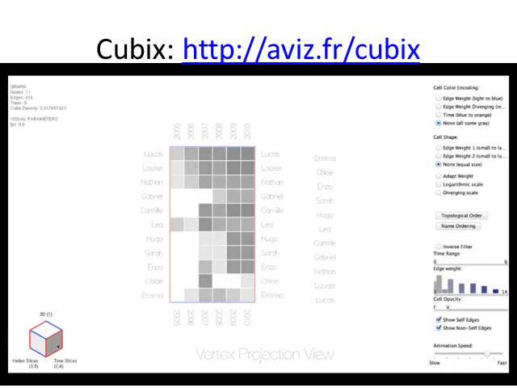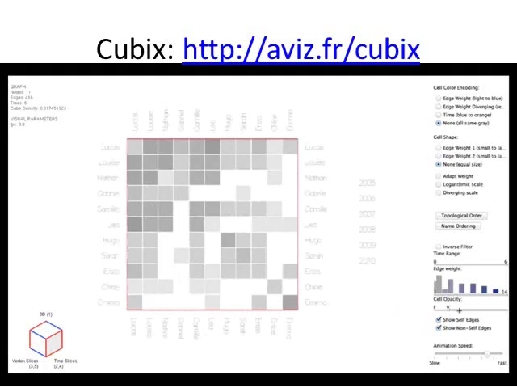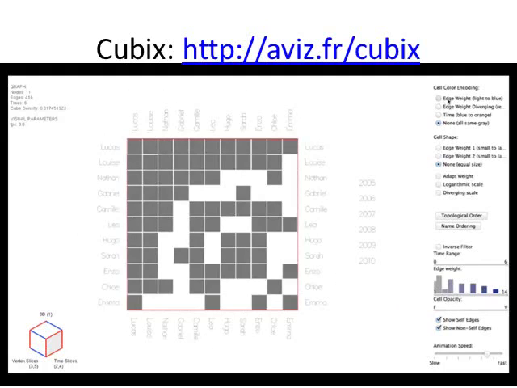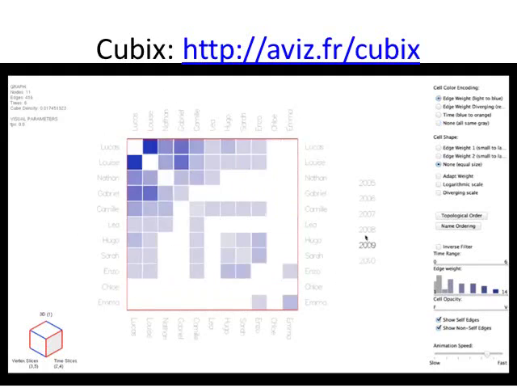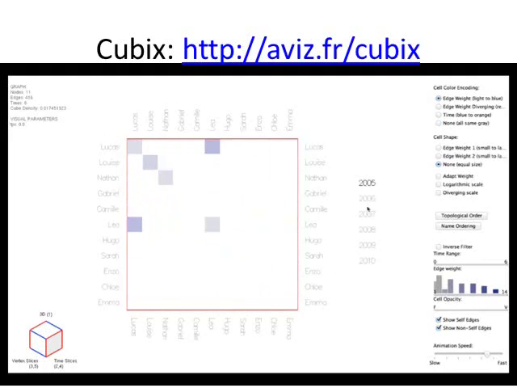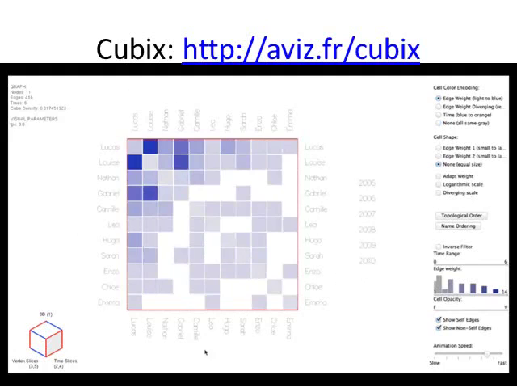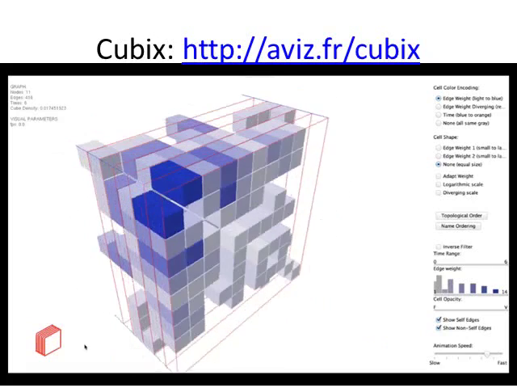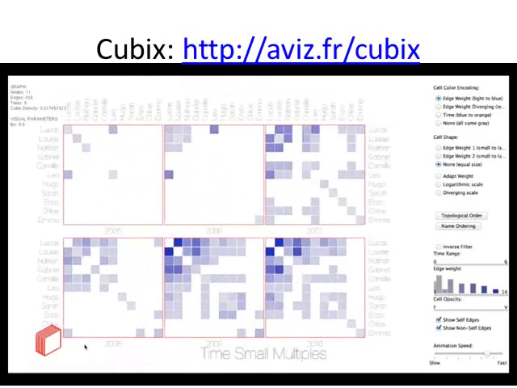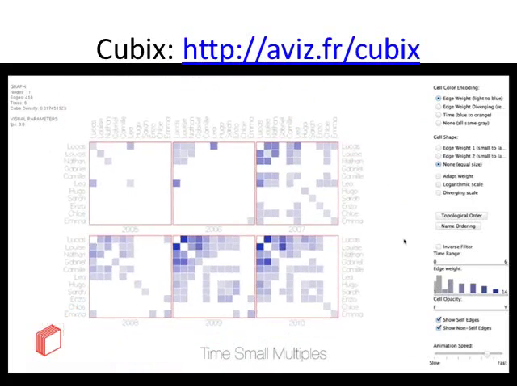You can also basically explode it using small multiple. This is another view. And you can compare different parts and see the evolution. And you can see that there are some similar patterns and some different patterns. You can go back or switch to the time small multiple.